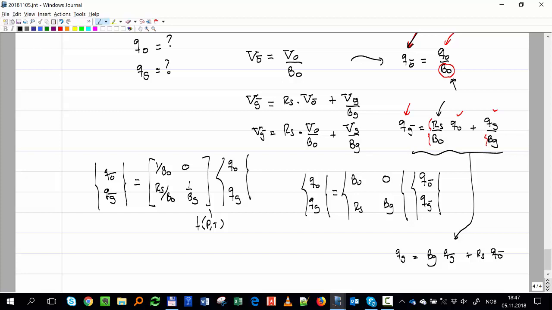Oh, sorry, VG times RS, right? Here I should have VG also. RS times VG. And negative, okay, because I'm putting it on the other side. So this will be negative. That clear? More or less.